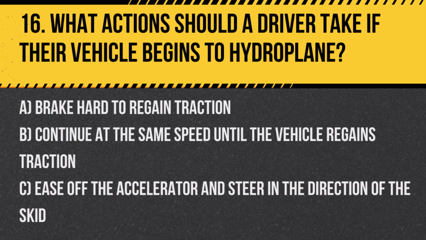Question 16. What actions should a driver take if their vehicle begins to hydroplane? A. Brake hard to regain traction. B. Continue at the same speed until the vehicle regains traction. C. Ease off the accelerator and steer in the direction of the skid. Answer: C. Ease off the accelerator and steer in the direction of the skid. When hydroplaning, it's crucial to avoid sudden moves like hard braking and instead gently adjust to regain control.